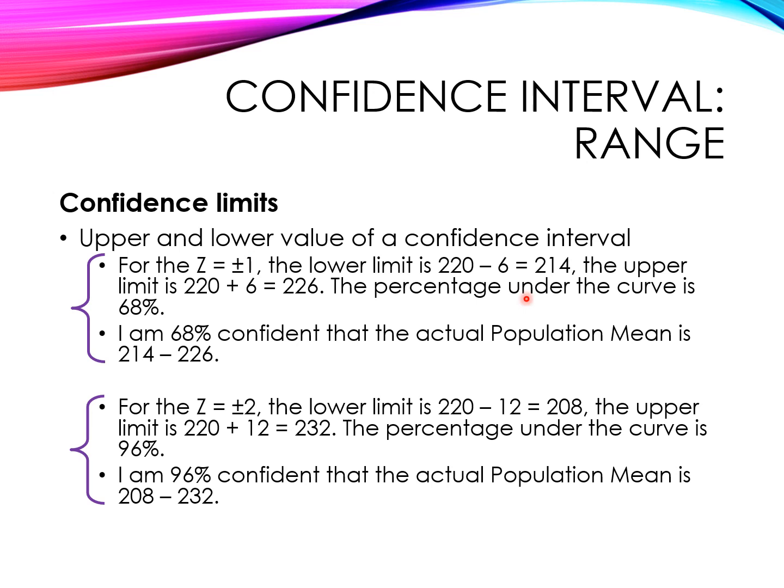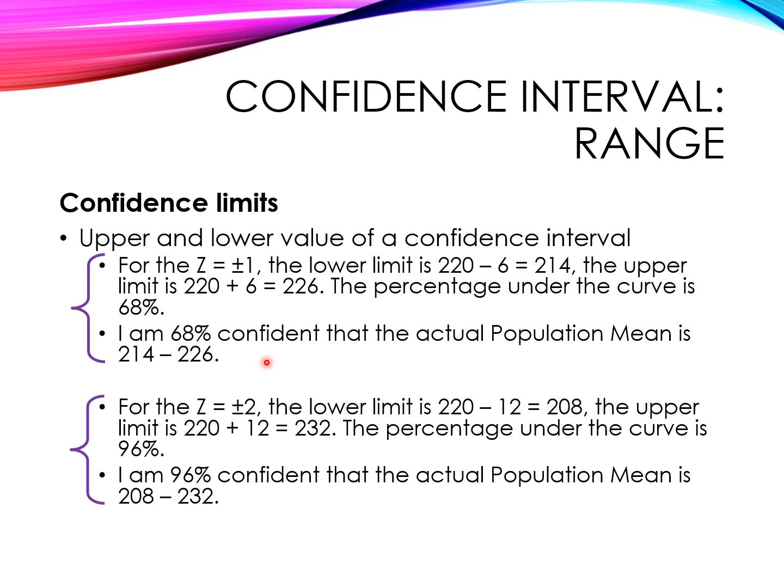And all of a sudden I see all these numbers up here, and I'm just going to talk you through it, okay? It's a range. An interval is just a range. So I showed you the z-scores of plus or minus 1. The lower limit would be our mean minus the standard deviation, which is 220 minus 6, which is 214. The upper limit would be 220 plus 6, which is 226, okay? And so the percentage under that curve would be 68%. So I'm 68% confident that the actual population mean is from 214 to 226.